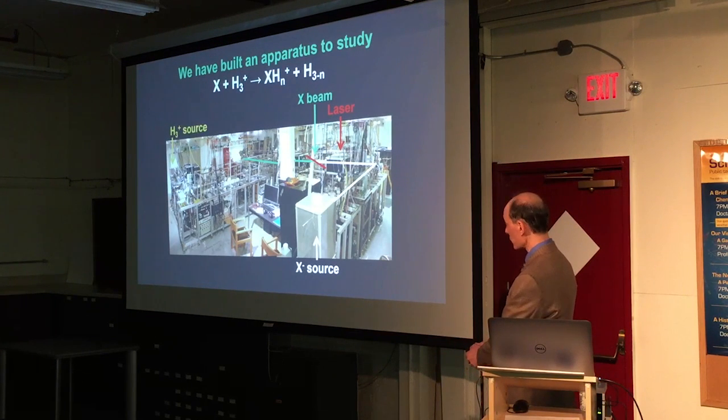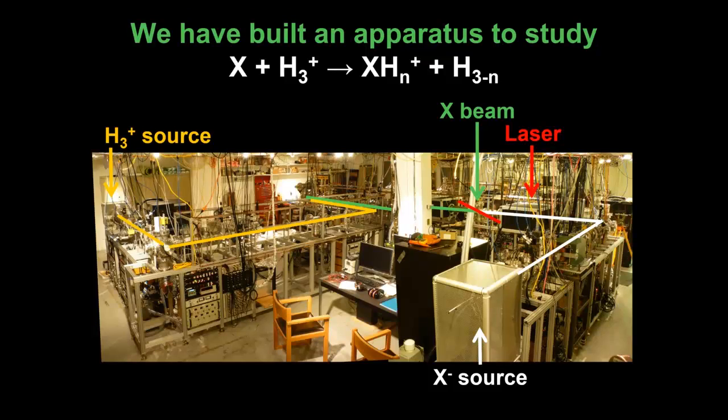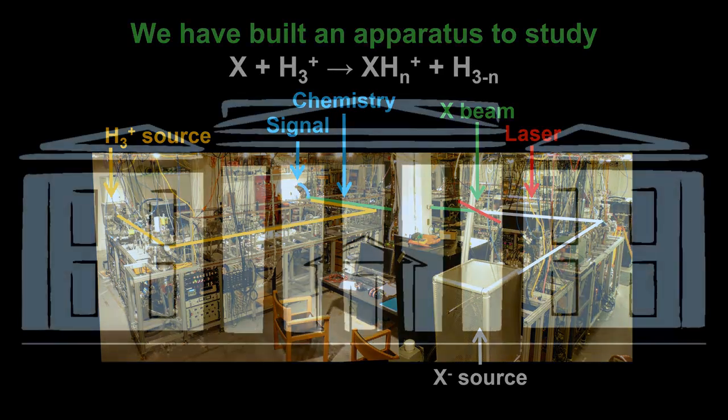We have a second ion source here that we use to make H3+. We extract a beam of H3+, and we merge it onto our neutral beam. Again, this is like fast cars on the highway. Because they're co-propagating, we can simulate temperatures as low as 25 Kelvin. Not quite as cold as tonight. Actually, much colder than tonight. But in the overlap region, that's where the chemistry happens. And at the end of the interaction region, we direct the daughter products into a detector, and we collect signal.